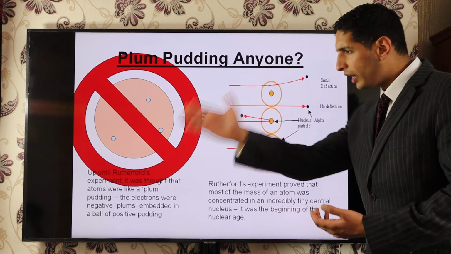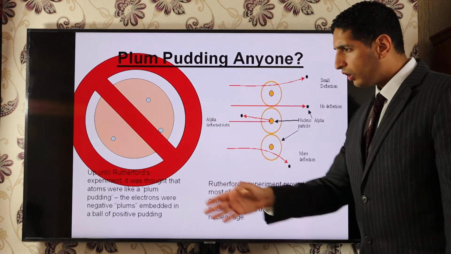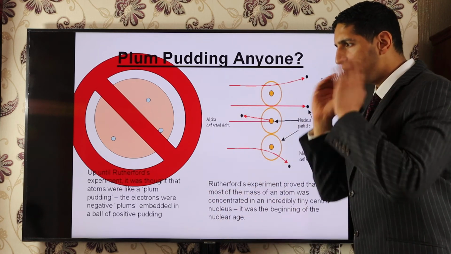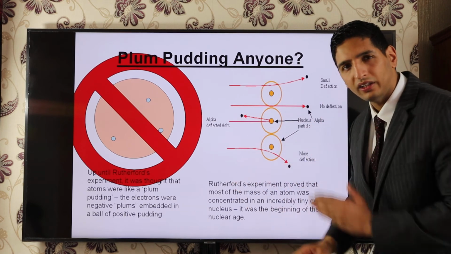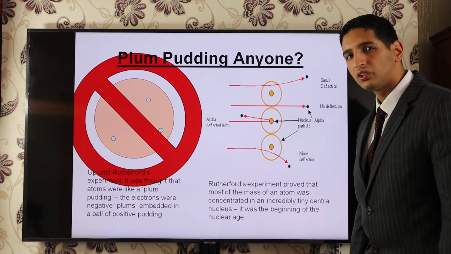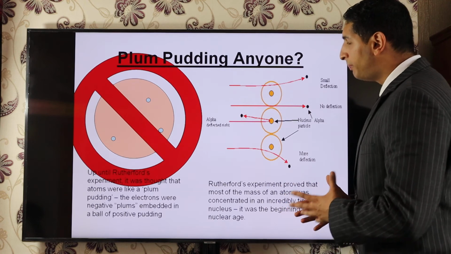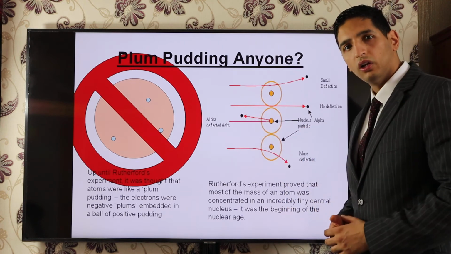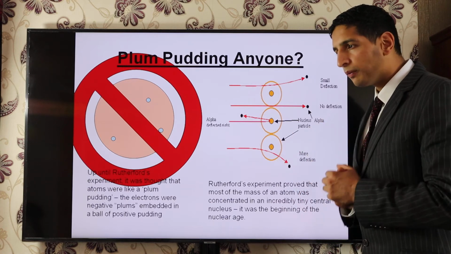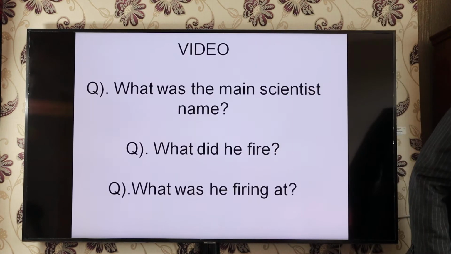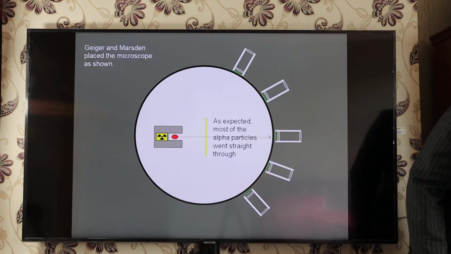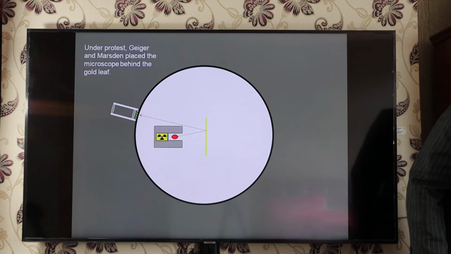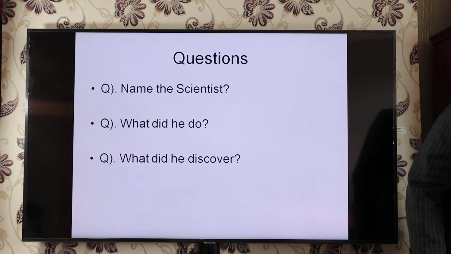When you're firing at an object that's mostly empty space and you get one coming back, that means there's something dense inside the atom, and that was the nucleus. He disproved the plum pudding model, and he invented his own model of the way the atom looks. He fired alpha particles at gold foil. Most of the alpha particles just went straight through, except for 1 in 8,000, which rebounded back.